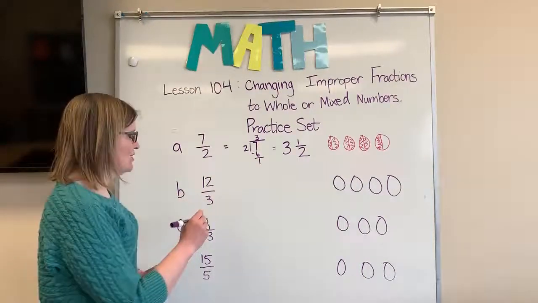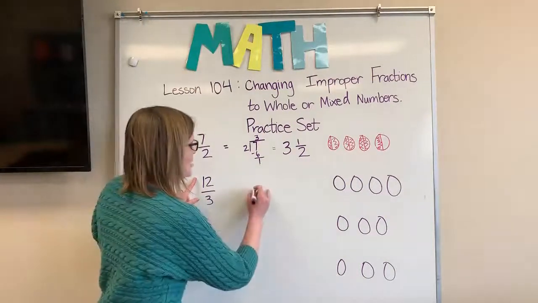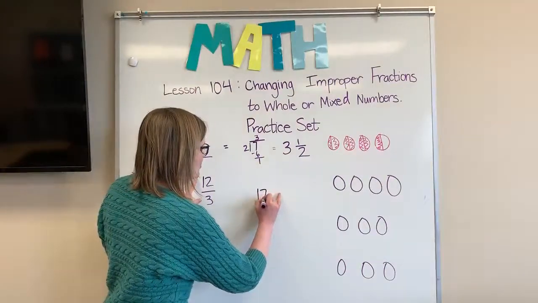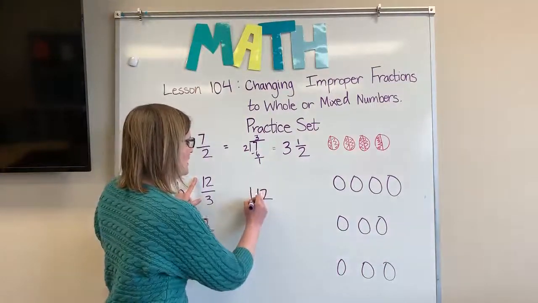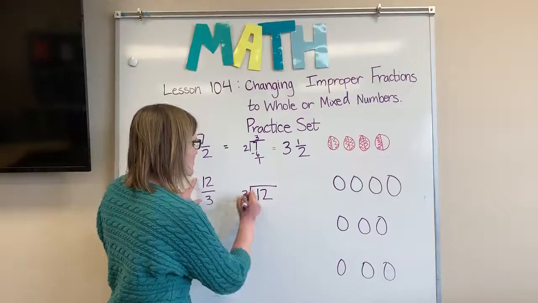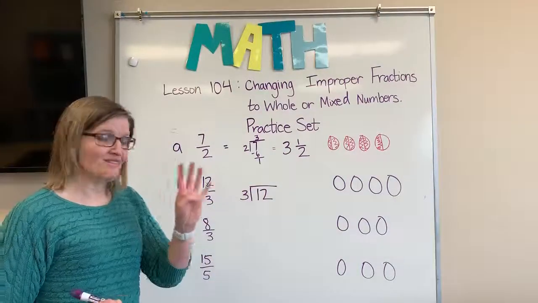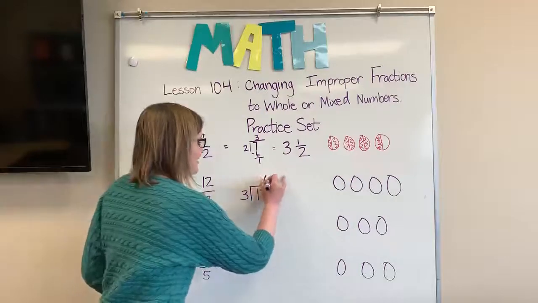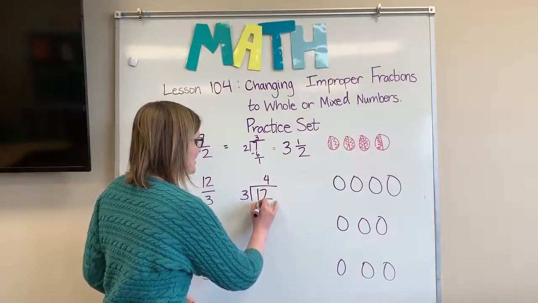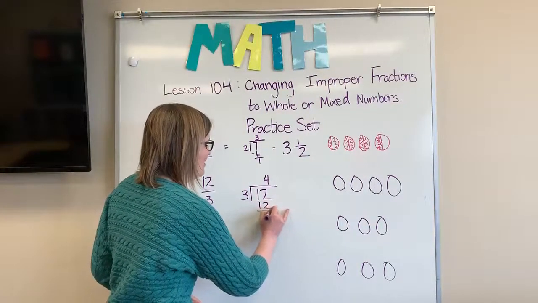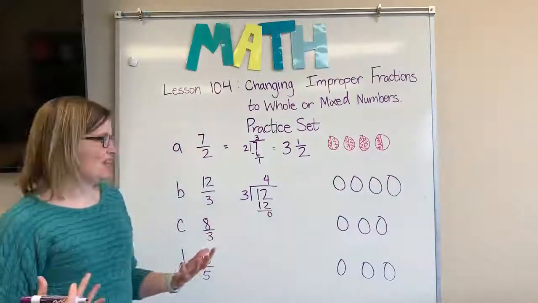12 over 3, what do we do? We take our numerator, 12, we divide it by 3. 3 goes into 12 how many times? 4. 4 times 3 is 12. No remainders. It's a happy ending.